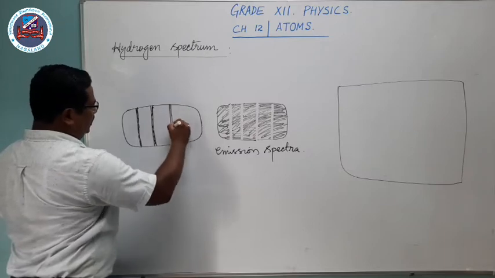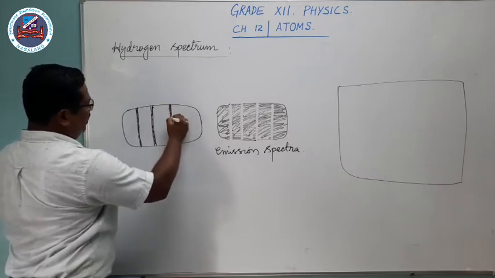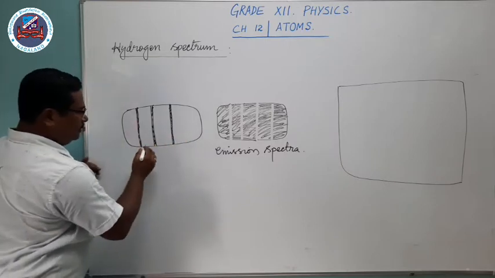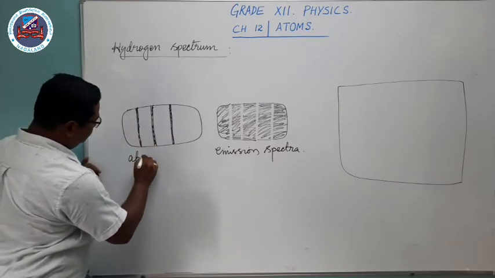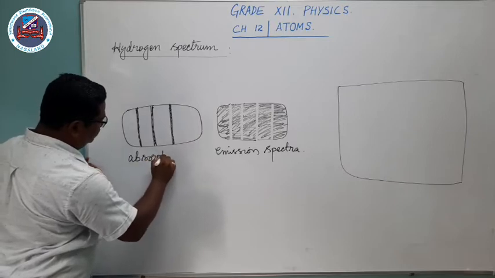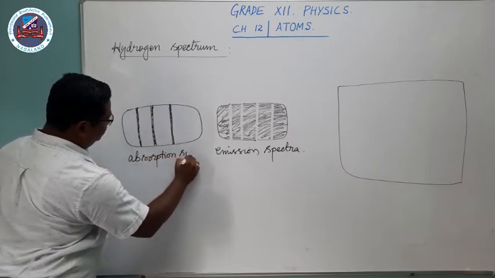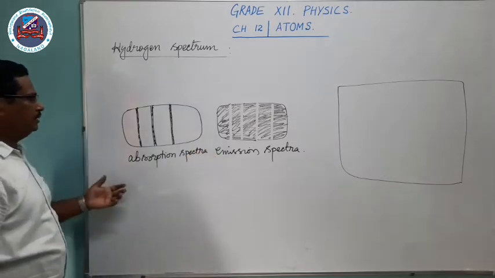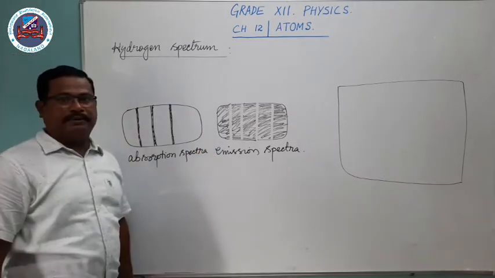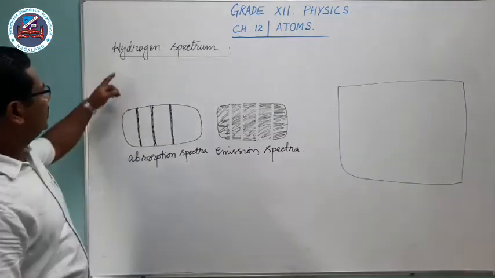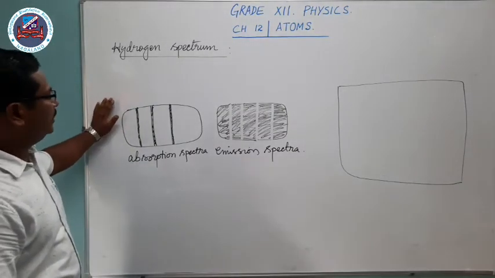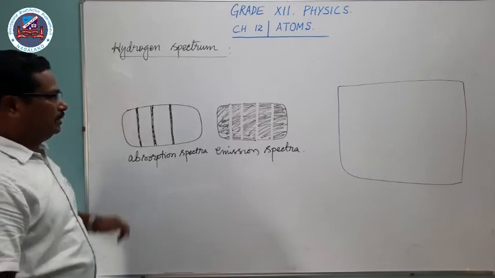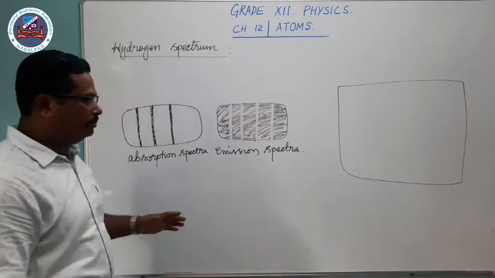When an electron jumps from a low energy state to a higher energy state, then the spectrum observed is absorption spectra. In plural form we say spectra, singular you can say spectrum. So these are the two types of spectra that you can see in the hydrogen atom.